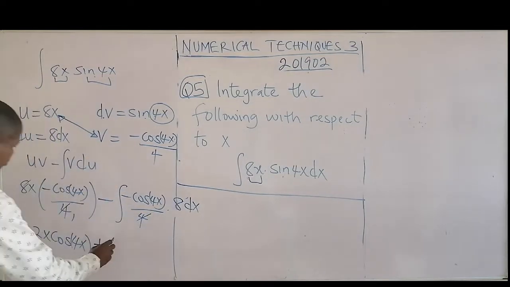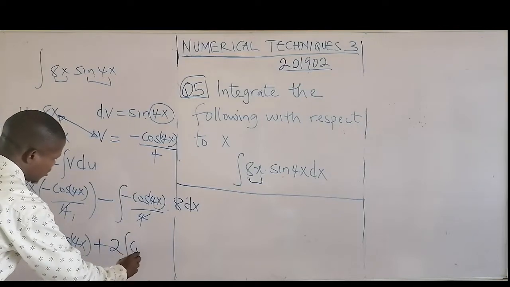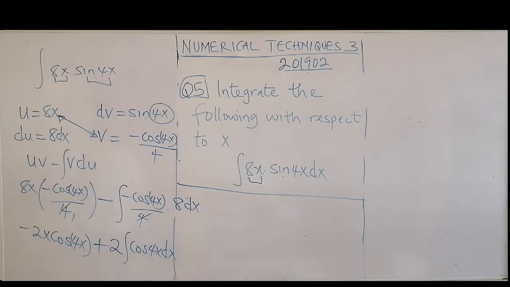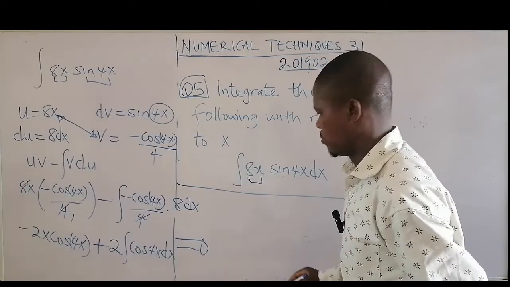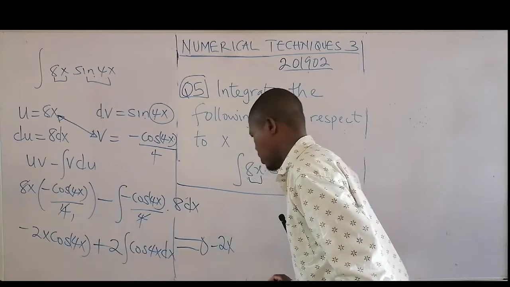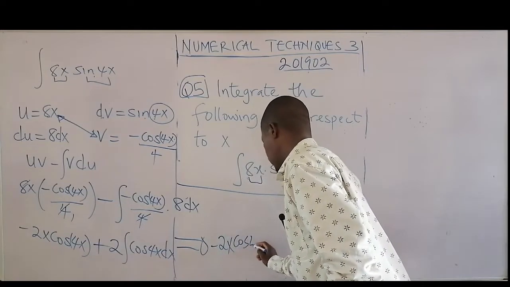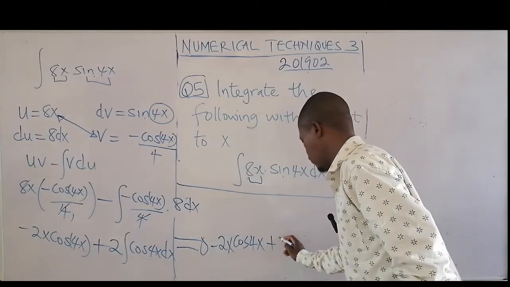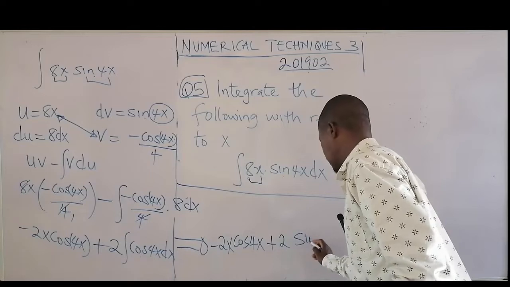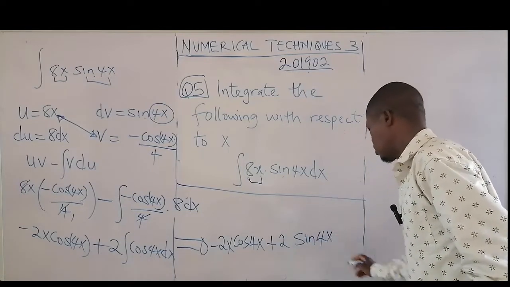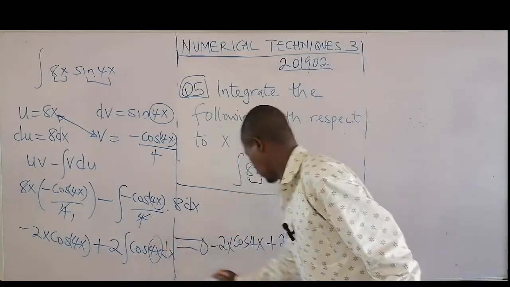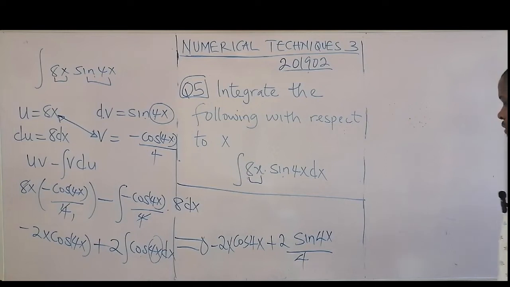Then 4 into 8 is 2, so that you can take it outside. So I have 2 integral of cos 4x dx. Let's get the final answer. The final conclusion will be minus 2x cos 4x. If you integrate cos, that will give you sine, so we have 2 sine of the function, then you divide by the derivative of the inner function, by 4, then plus c.